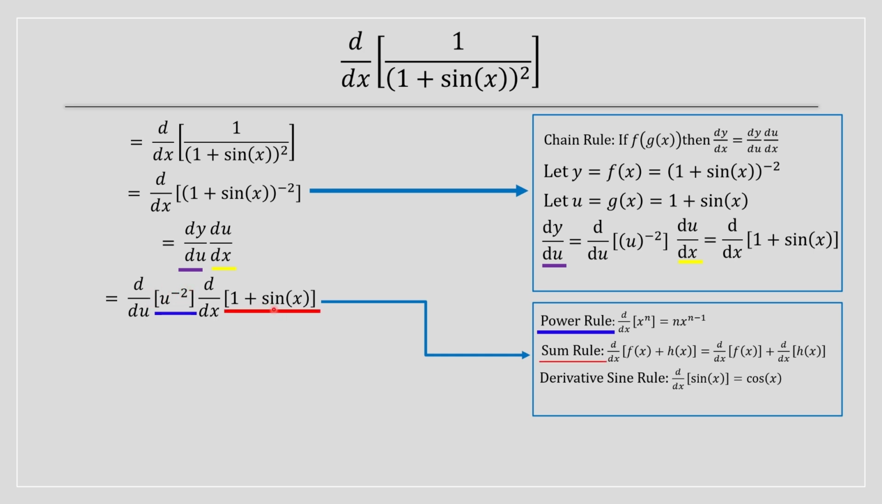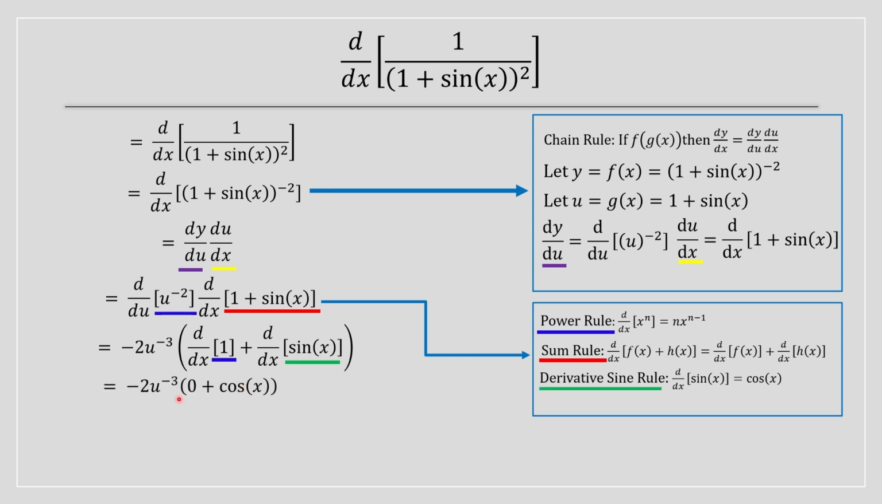And over here we've got to apply the sum rule because there's a plus symbol. So now once we acquire this, we could do the power rule again over here. And after we could do the sine rule, which would be cosine of x. Now once you do that, you acquire this. You use back substitution to substitute the u term, which is 1 plus sine of x. And you acquire this as the answer.